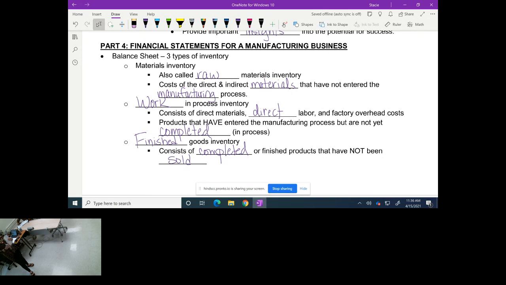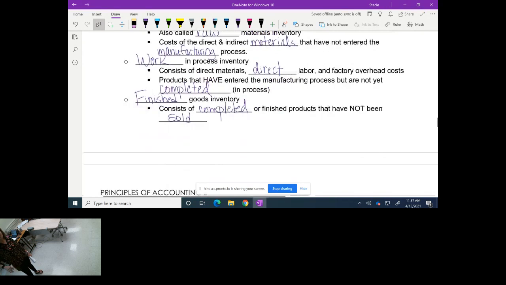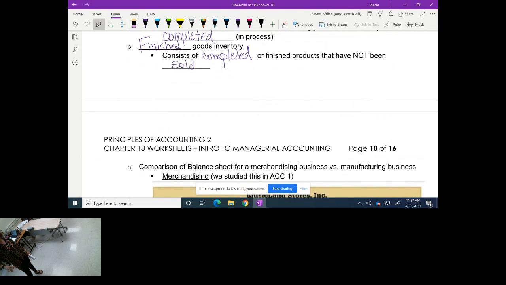All right, the next inventory would be work in process. So that's direct materials, direct labor, and factory overhead costs. Those products are in the process of manufacturing, but they're not finished yet. So they're still in process, hence work in process. Again, common sense. Finished goods inventory, these are completed products. They haven't been sold yet, or they wouldn't still be in inventory. They'd be in cost of merchandise sold.